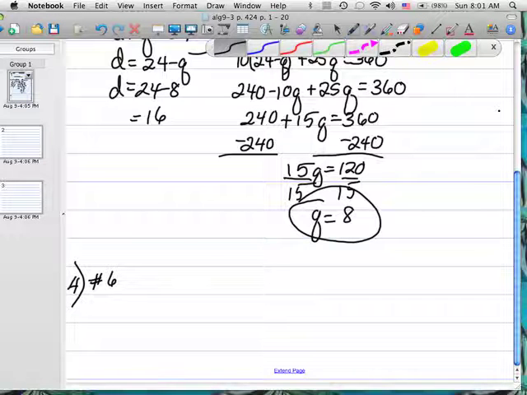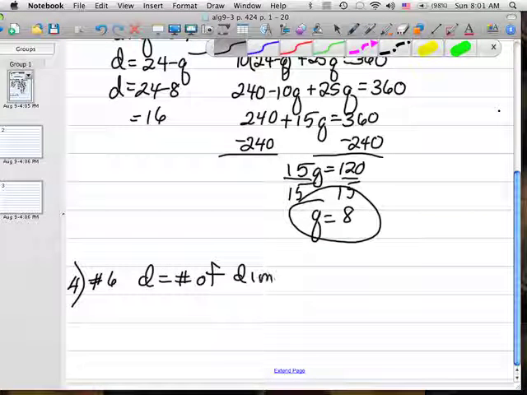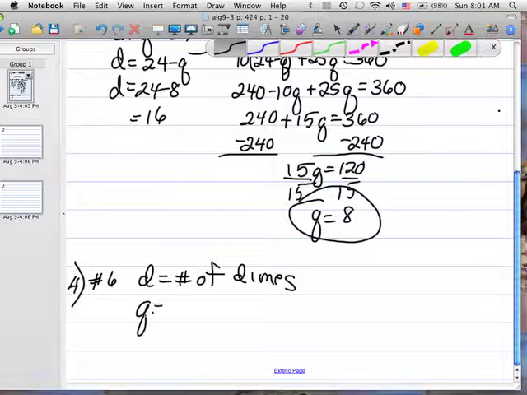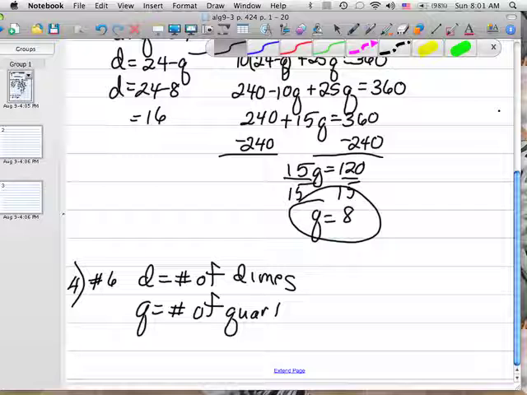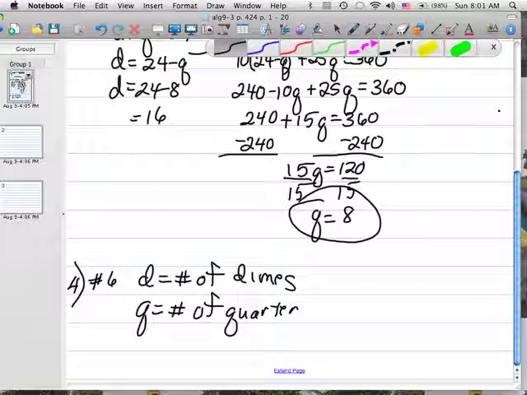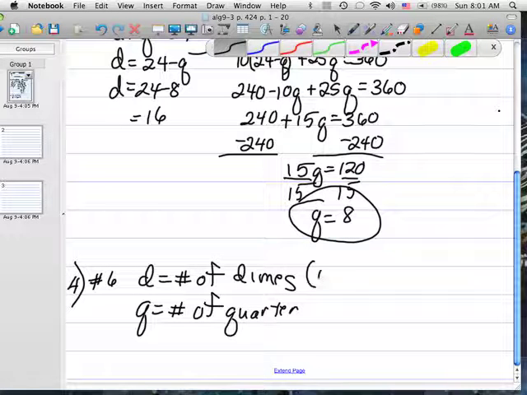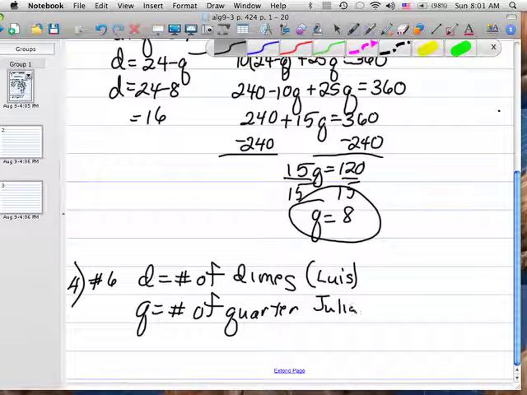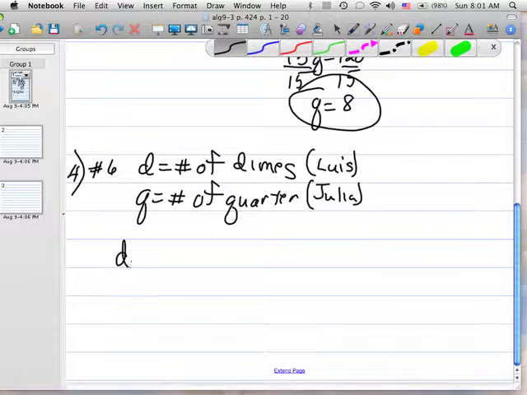So they have dimes and they have quarters. So D equals the number of dimes and Q equals the number of quarters. Remember the dimes were what Louise has, and Julia has the quarters. They said they have the same number of coins, so D equals Q.